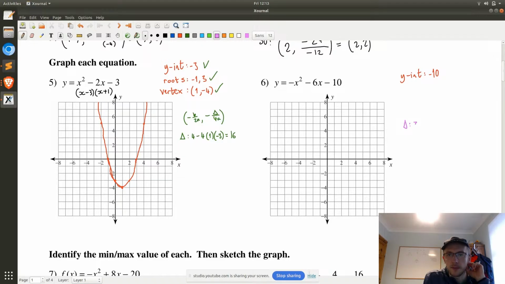B squared minus 4 times minus 1 times minus 10. That's minus 40. 36 minus 40 is minus 4. Negative discriminant means that it's floating above the x-axis, or in this case, floating below, because it opens up downwards. So we don't have to bother with the roots. No real roots.